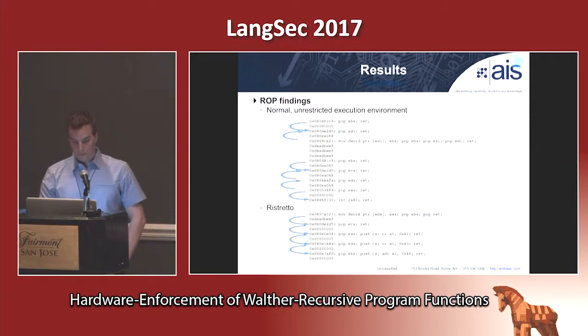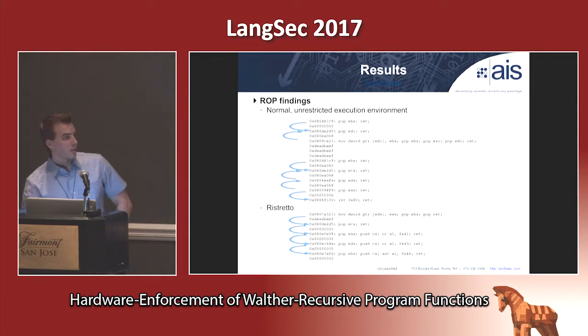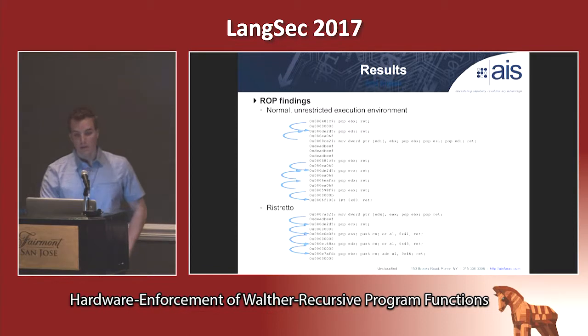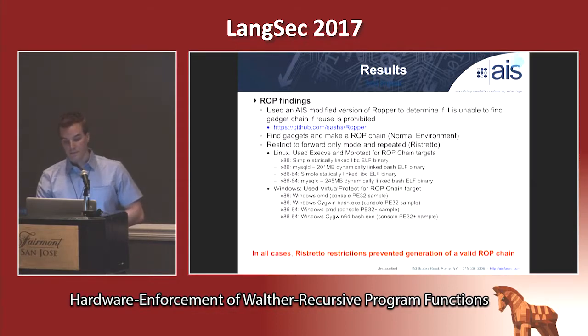So here's a bit more of an illustrative example with a partial ROP chain. I just pulled out enough to be able to show you without it being so small you can't read it. But basically, the arrows kind of help show you that on the top one you have lower addresses to higher addresses, to lower addresses. In some cases, it actually repeats the same gadget. In Ristretto, it can only go forward, which is at the bottom.